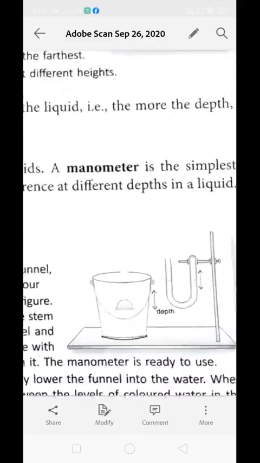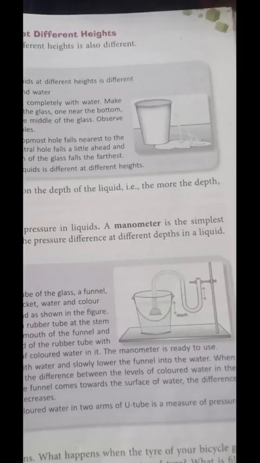Now you can see this is the simplest manometer. We are making a manometer in the lab. For that we need an iron stand, a U-tube, a glass funnel, a rubber tube, a balloon, a thread, a bucket, water and color.